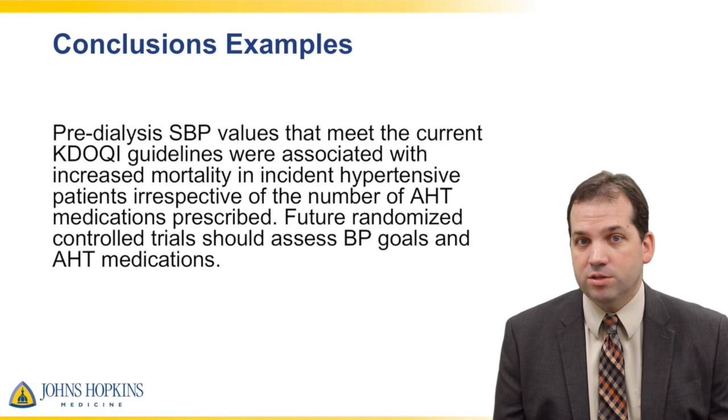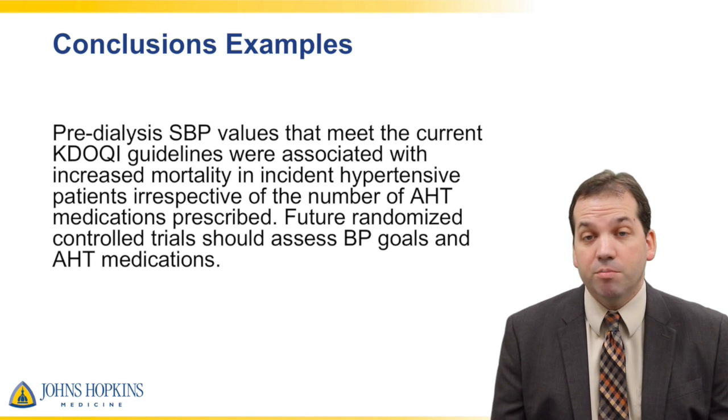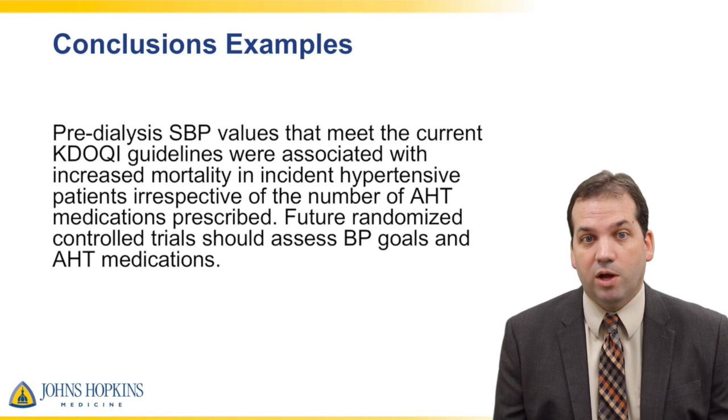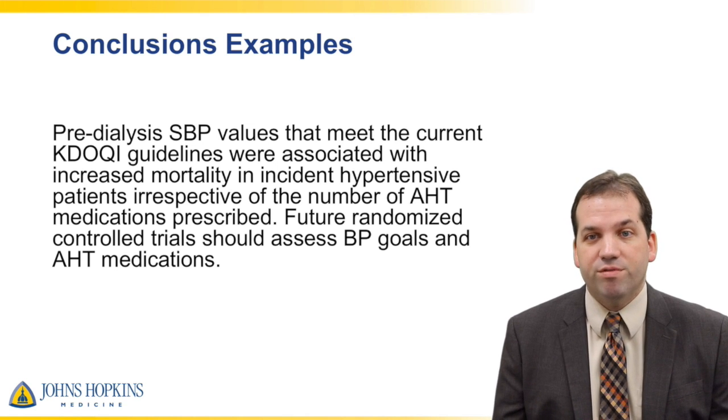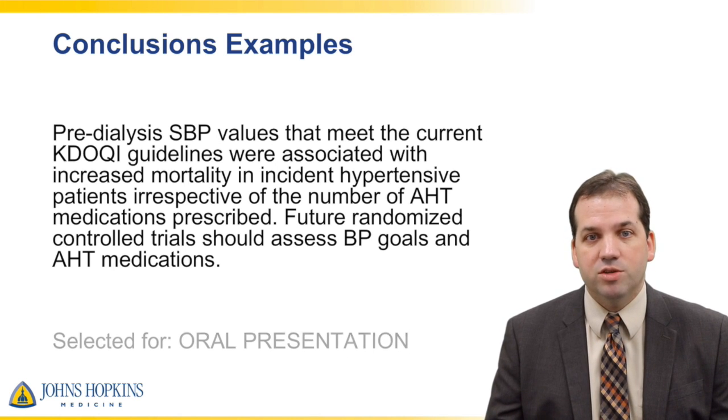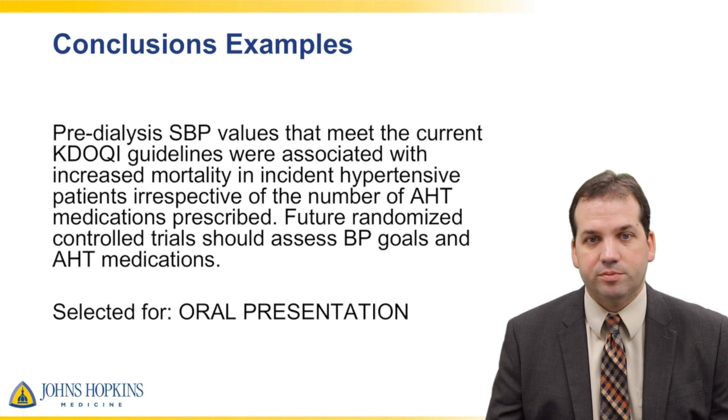So this study did not repeat the results, but the conclusion showed what the key findings were. So the values of systolic blood pressure that met guidelines were associated with increased mortality. That's an important finding. That's saying, wow, this is an important finding for us to look at, to think about not only for our own patients, but for the next studies as well. And then the authors propose what those next studies might be. So future randomized trials should assess these goals. So they give not only the important findings of the addition that this adds to the literature, but also what the next steps might be. And this was ultimately selected for an oral presentation.